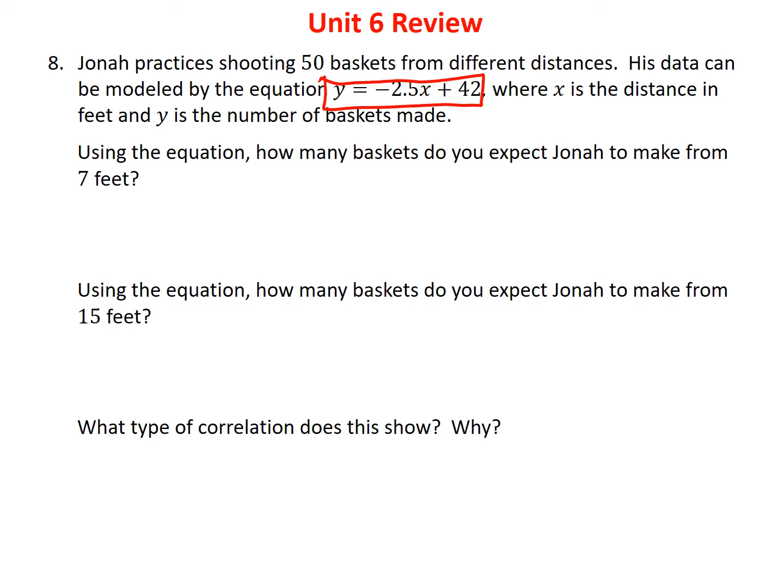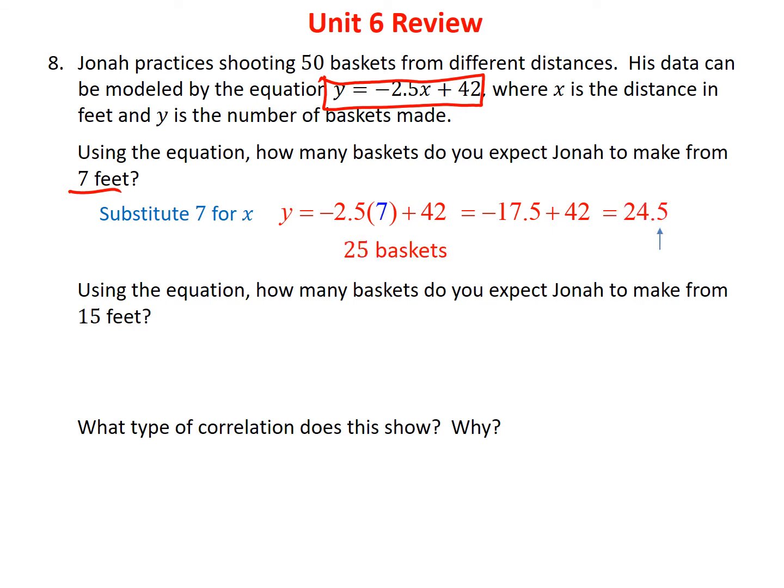It asks us first to use the equation: how many baskets would we expect Jonah to make from 7 feet? Well, a pretty simple problem here. We're simply going to plug in 7 for x in our equation. So y equals negative 2.5 times 7 plus 42. So that's going to be negative 17.5 plus 42, or 24.5. And we'll round that off and say that essentially we would expect from 7 feet for him to make about half the baskets, or 25 baskets.